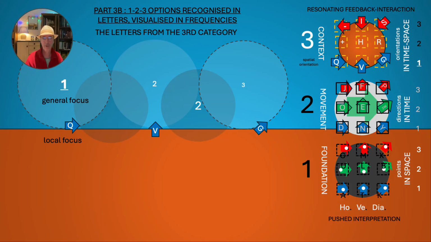So let's go to all the letters. Now the practice. Now I will go to all the letters. Now I will go to the theory itself. You have Q, V, and G on the first level. Where do they start from? From space. It's the first level.